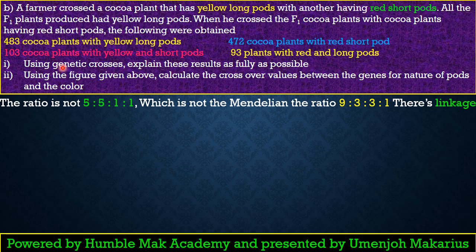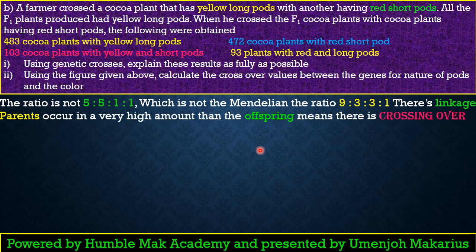That's good. So as I was saying, by the explanation, the parents are occurring in very high number, which means there is crossing over. It's very important that you know that there is crossing over. Since the question told us that the offspring produced had yellow long pods, it means that the gene for yellow long pod, like I said, is dominant over that for red short pods.